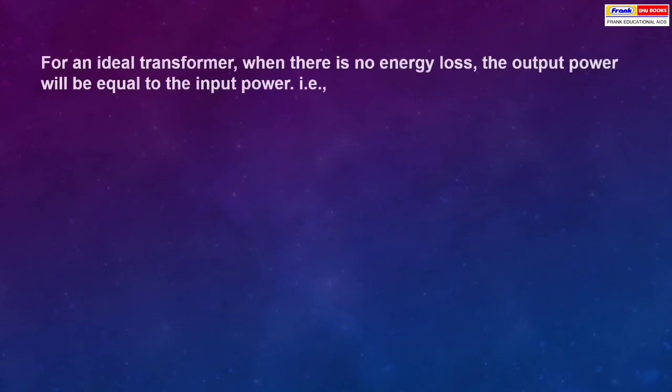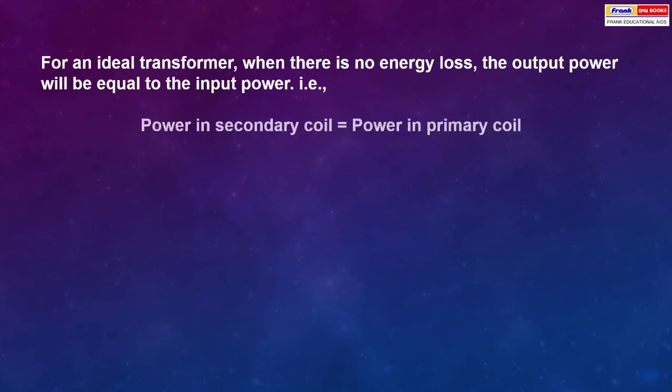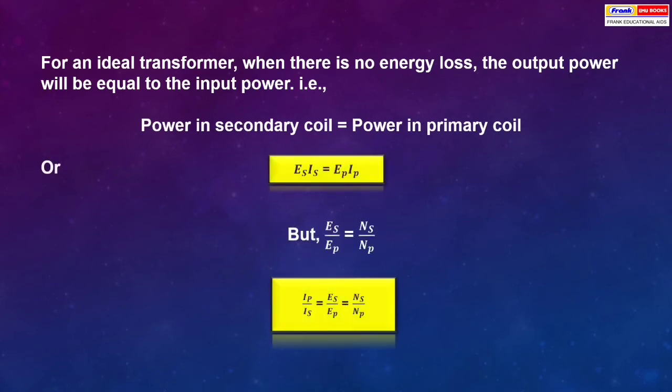For an ideal transformer, when there is no loss of energy, the output power will be equal to the input power. That is, power in the secondary coil will be equal to power in the primary coil. ES IS will be equal to EP IP, but ES by EP will be equal to NS by NP. Thus, we can conclude IP by IS is equal to ES by EP is equal to NS by NP.